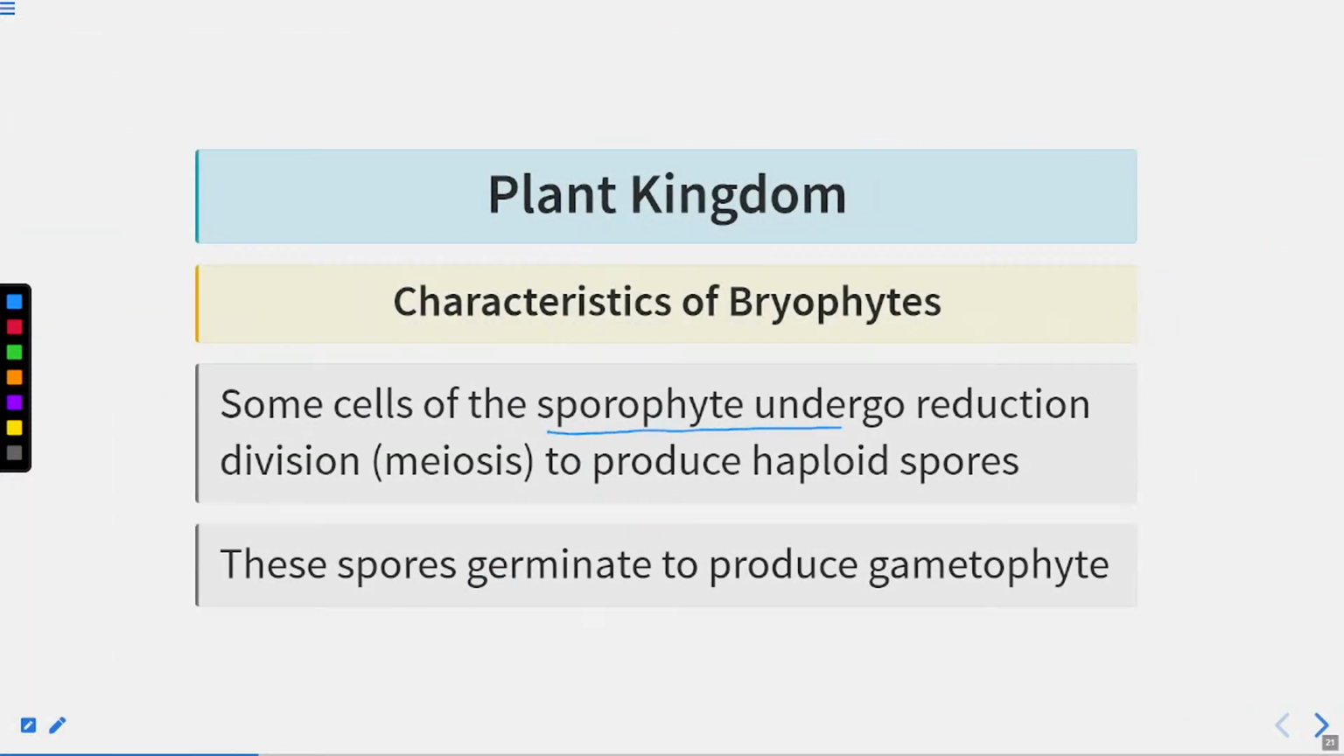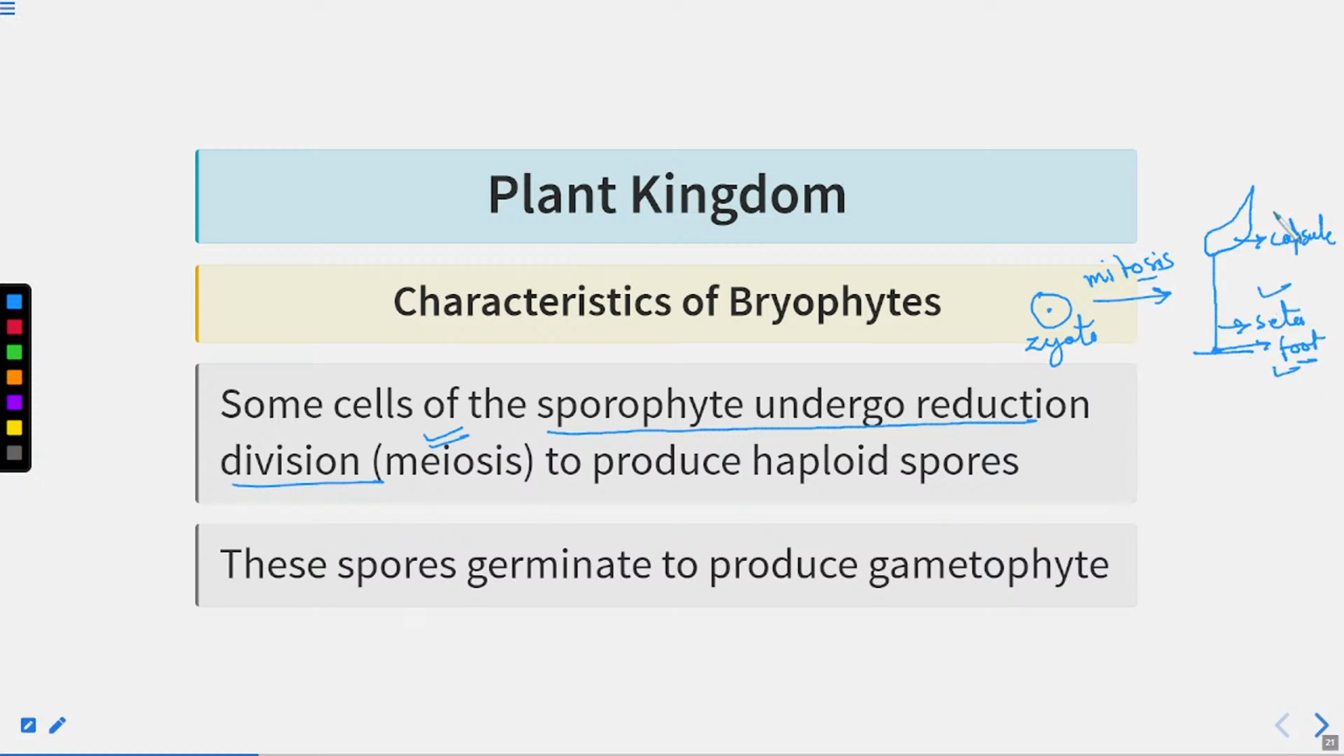Some cells of the sporophyte undergo reduction division, meiosis, right? So when the zygote is there, it divides and redivides by simple division, mitosis, and forms a sporophytic structure, that is the capsule, and this is the seta, and the part that is attached to the gametophyte is called the foot. So there are three parts of the sporophyte: foot, seta, and capsule.